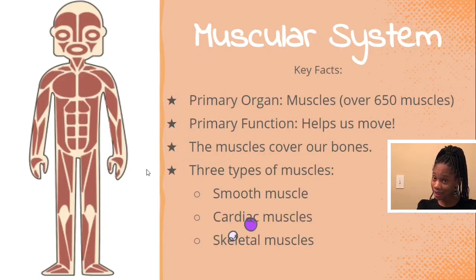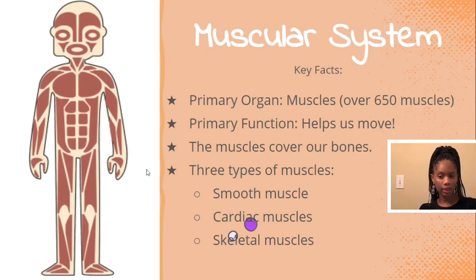Now the muscular system. The muscular system consists of your muscles, and we have over 650 muscles in our body. I'm pretty sure that you know when we use our muscles, they are helping us to move. Our muscles cover our bones, and we have three types of muscles in our bodies: smooth muscle, cardiac muscle, and skeletal muscles.